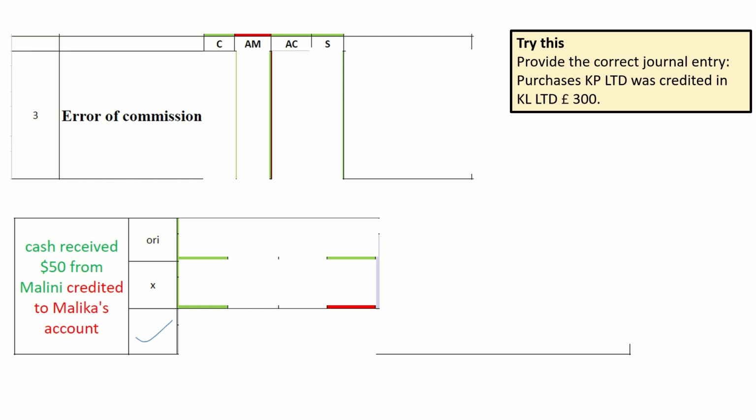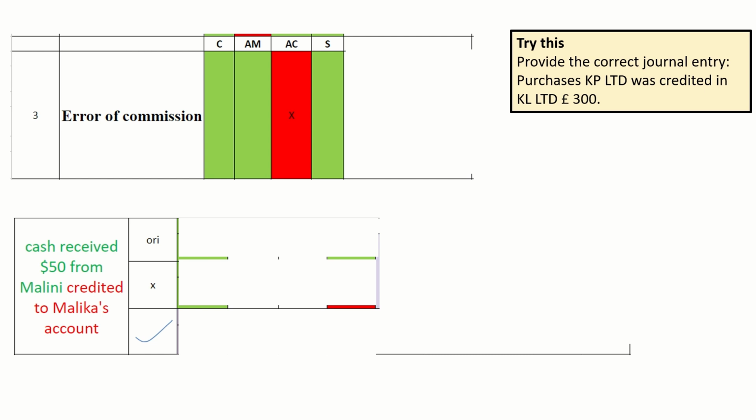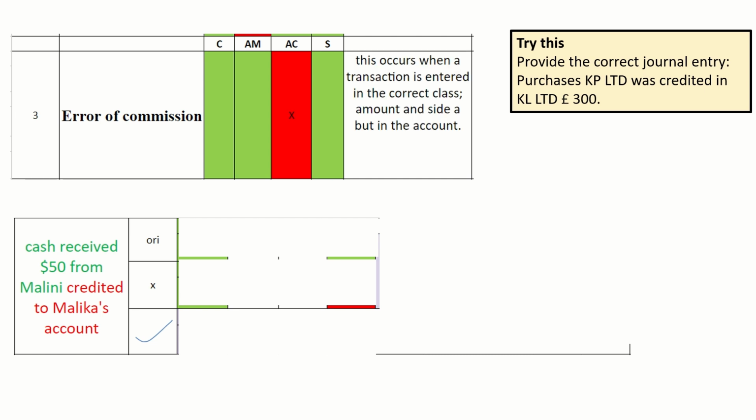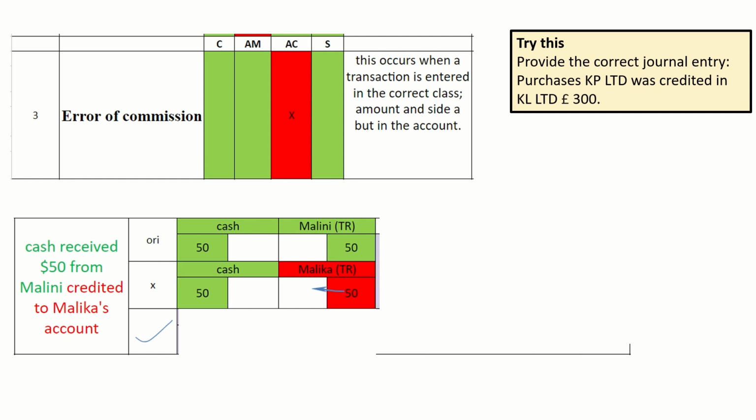Number 3. Error of commission. This error occurs when a transaction is written in the wrong account but in the correct class, correct amount and correct side. Let's look at an example. Cash received 50 from Malini was credited to Malika's account. The original entry should be cash debit, Malini trade receivable credit. However, the error was it was correctly entered in the cash account but it was credited to Malika's account.